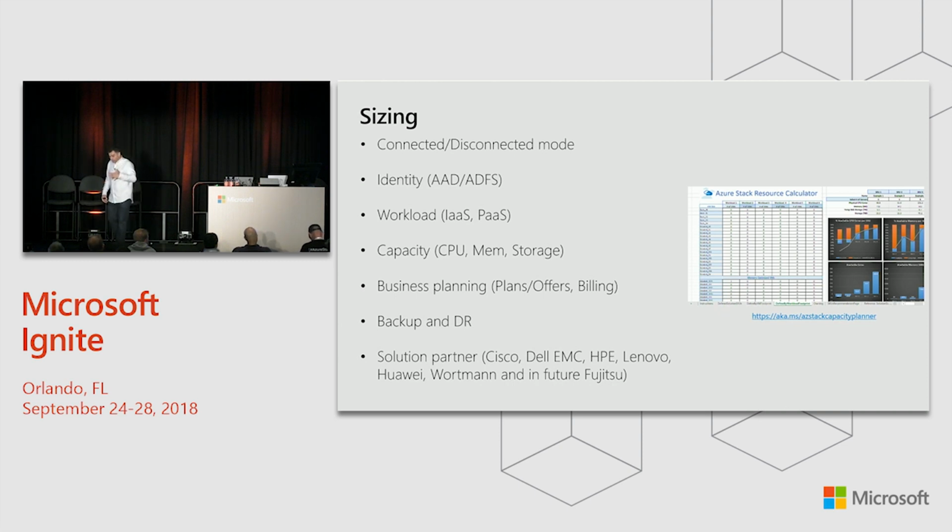You have to think about whether it's a connected environment or a disconnected environment. You have to think about what workloads you're going to deploy on it. Are you going to be deploying app services, SQL, IoT Hub, Event Hub, purely IaaS, what VM sizes? And then using that, you can use a capacity sizing tool that we have, which gives you an idea of how big a system you need, which you then take to your hardware partner and get a system of that particular size.